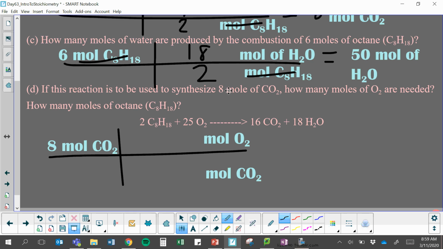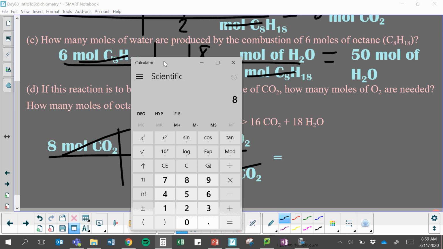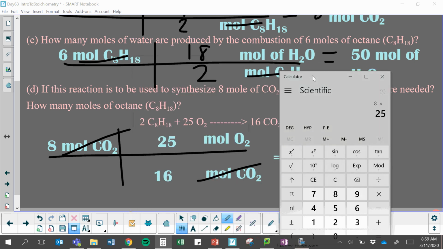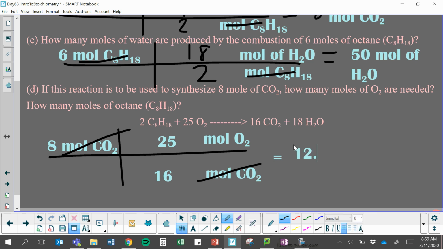So now we're going to go back to our equation. CO2 has 16, oxygen has 25. So our moles of CO2 cancel. We're left with moles of oxygen. We have to do 8 times 25 divided by 16 to give us 12.5. However, our 8 only has 1 sig fig, so we're going to round this to 10 moles of oxygen.